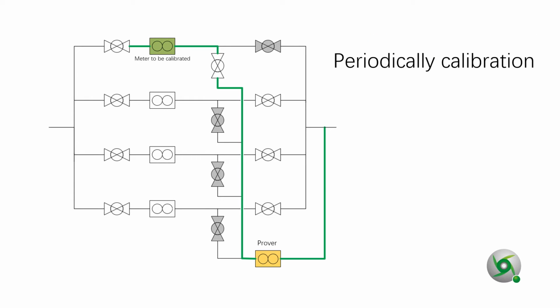Periodic calibration might be required by law. This is a typical online calibration layout. To ensure the same flow passes the prover and the meter to be calibrated is critical. So, all valve shutdowns in this schematic diagram need to provide positive isolation with proven zero leakage.